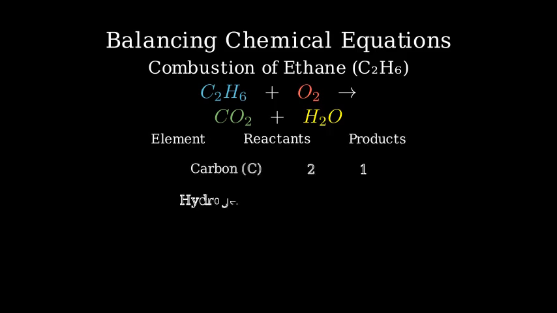Let's count the atoms on each side. For carbon, we have 2 atoms on the left and 1 on the right. For hydrogen, we have 6 atoms on the left and 2 on the right. And for oxygen, we have 2 atoms on the left and 3 atoms on the right.